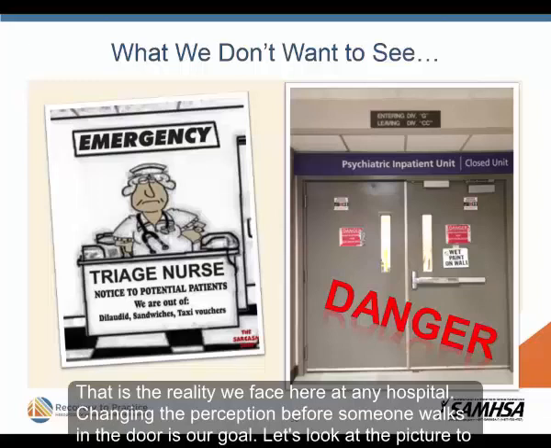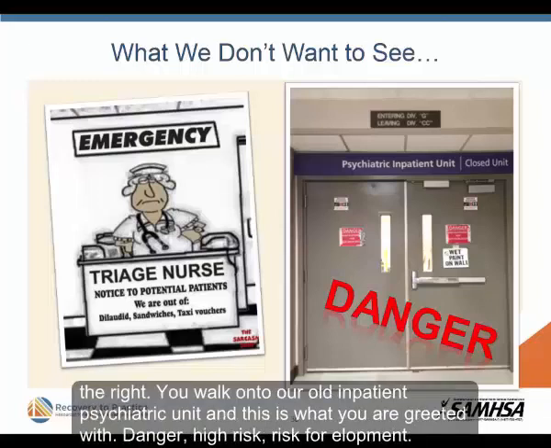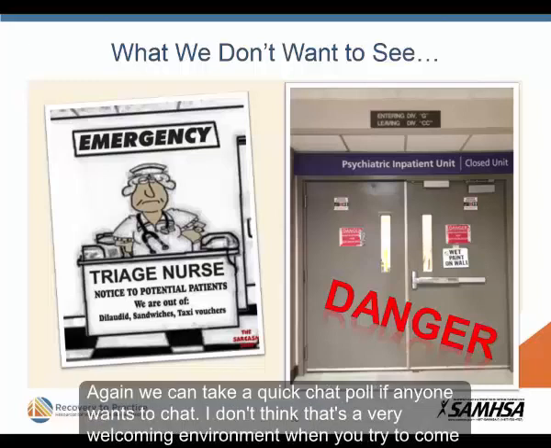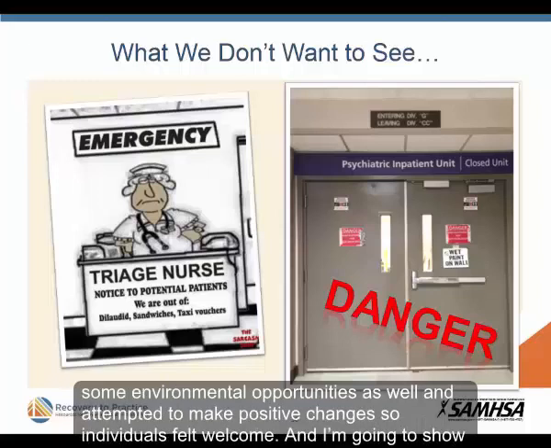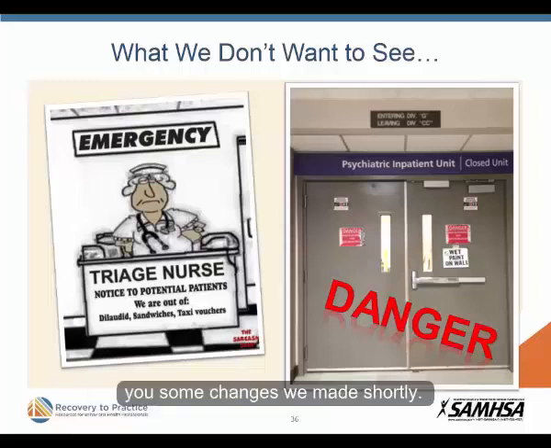Now let's look at the picture to the right. You're walking onto our old inpatient psychiatric unit, and this is what you were greeted with: the danger, high risk, risk for elopement. Again, we can take a quick chat poll if anybody wants to chat in there. I don't think that's a very welcoming environment when you're trying to come into a hospital unit. It suggests that we might be going somewhere other than an inpatient psychiatric unit. So we recognized some of our environmental opportunities as well and attempted to make positive changes so individuals felt more welcome. I'm going to show you a lot of the changes that we made here shortly.